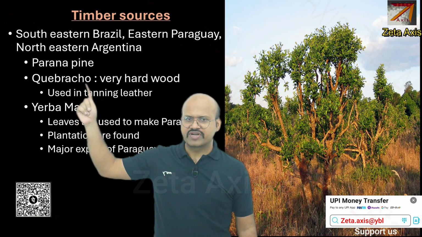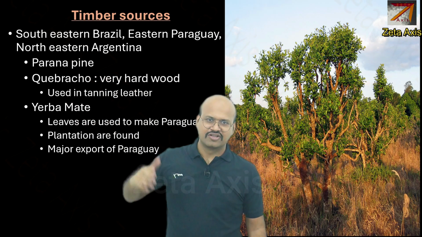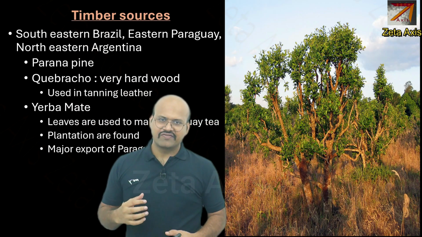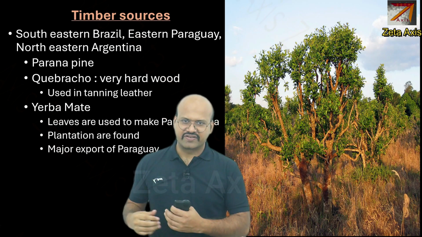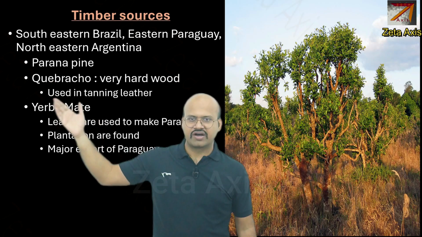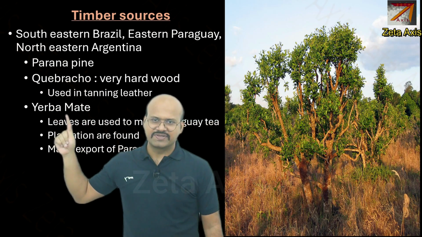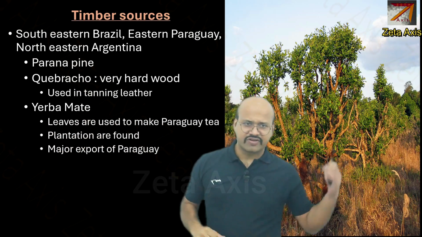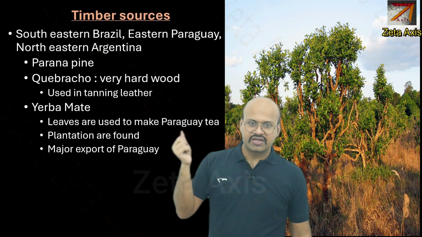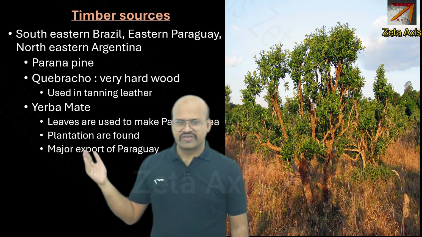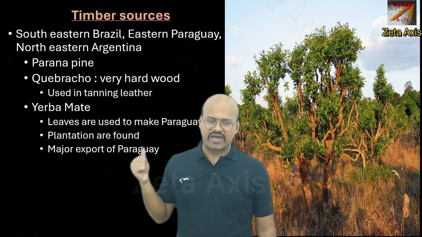Then we have Quebracho, which also has very hard wood, and it is used in tanning leather. So it is used for the leather tanning process where animal skin is converted into usable leather form. These tree timbers or the extracts from this tree are used in that process. Then there is a special tree called yerba mate. The leaves of this tree are used for making a special type of tea which is called Paraguay tea. And plantations of these can be found across these regions. And this is a major export of Paraguay.